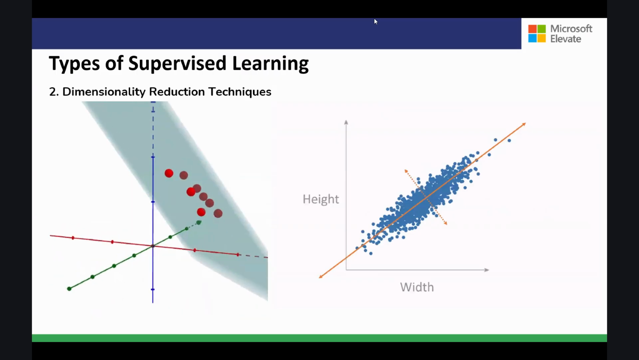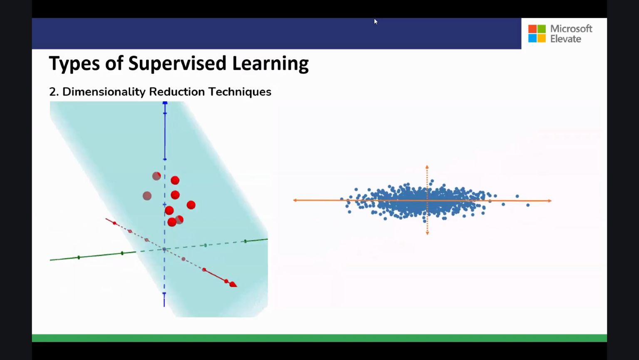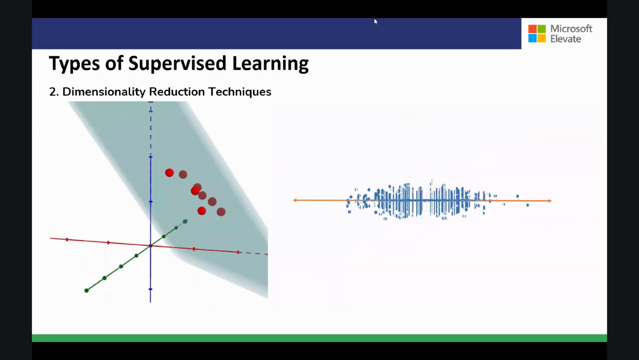And in feature engineering, what do we do? We do this only, na? In feature engineering techniques, we actually reduce those features that are not relevant.